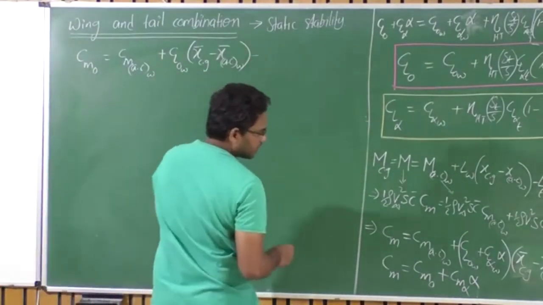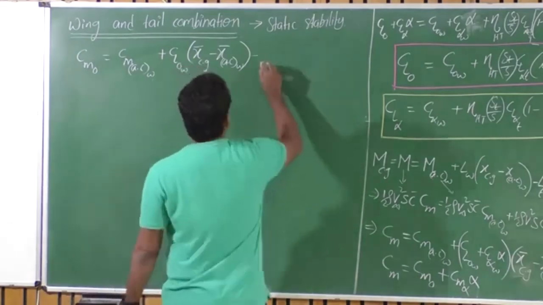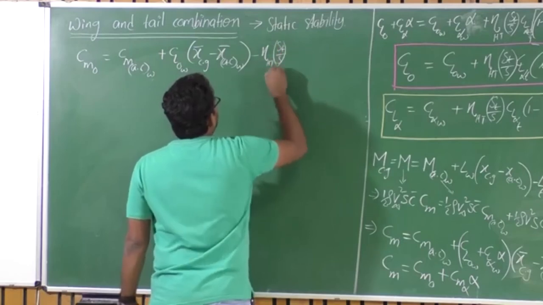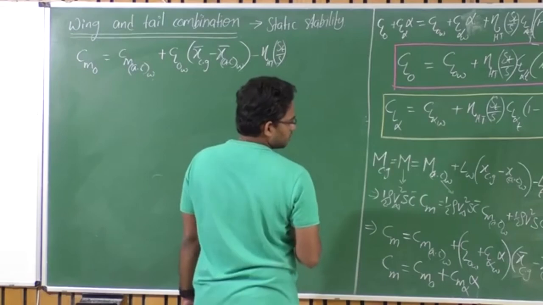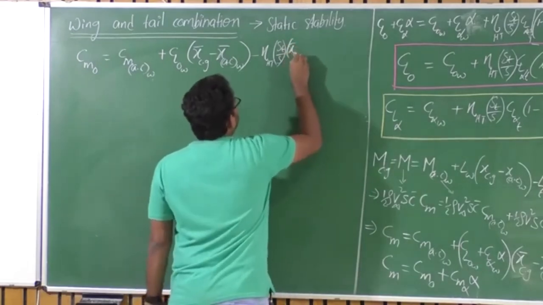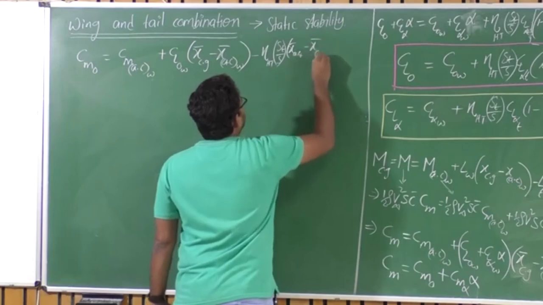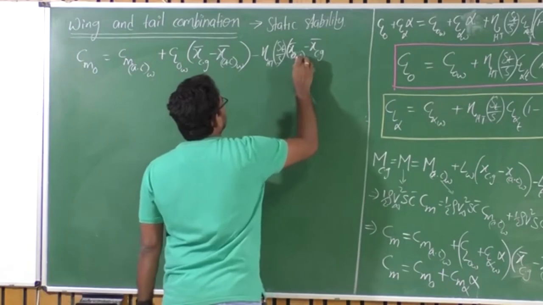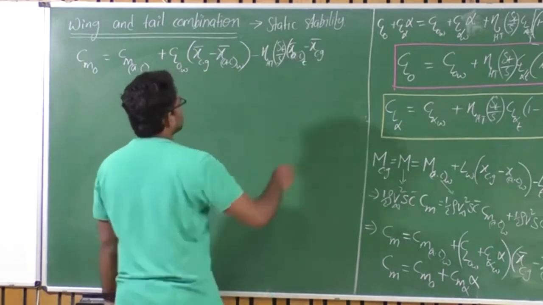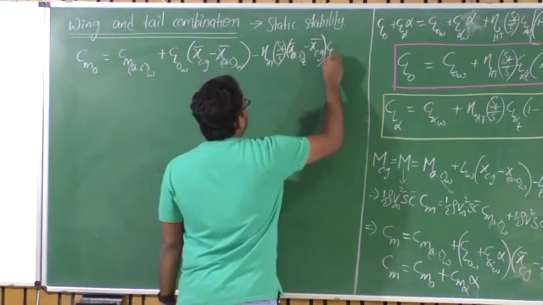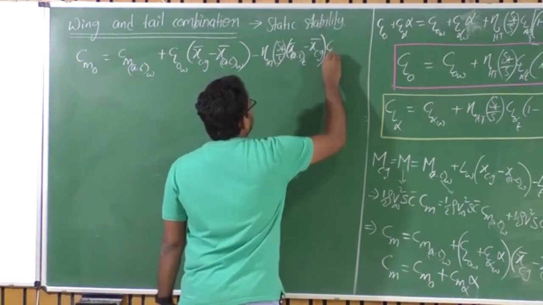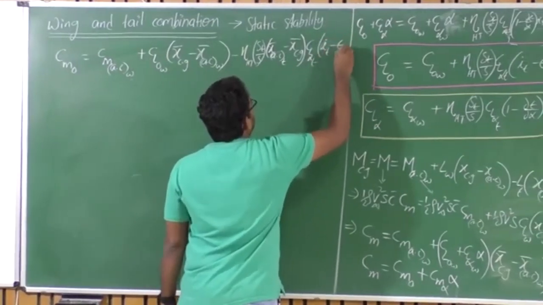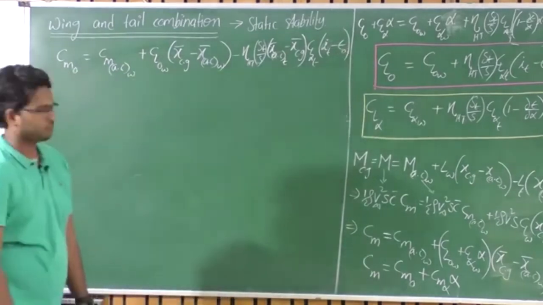And then this is minus eta of horizontal tail, ST upon S, times X bar AC of tail minus X bar CG, right? So this is X bar AC of tail minus X bar CG, multiplied by CL alpha of tail times, one minus, so I T minus epsilon naught. Okay.